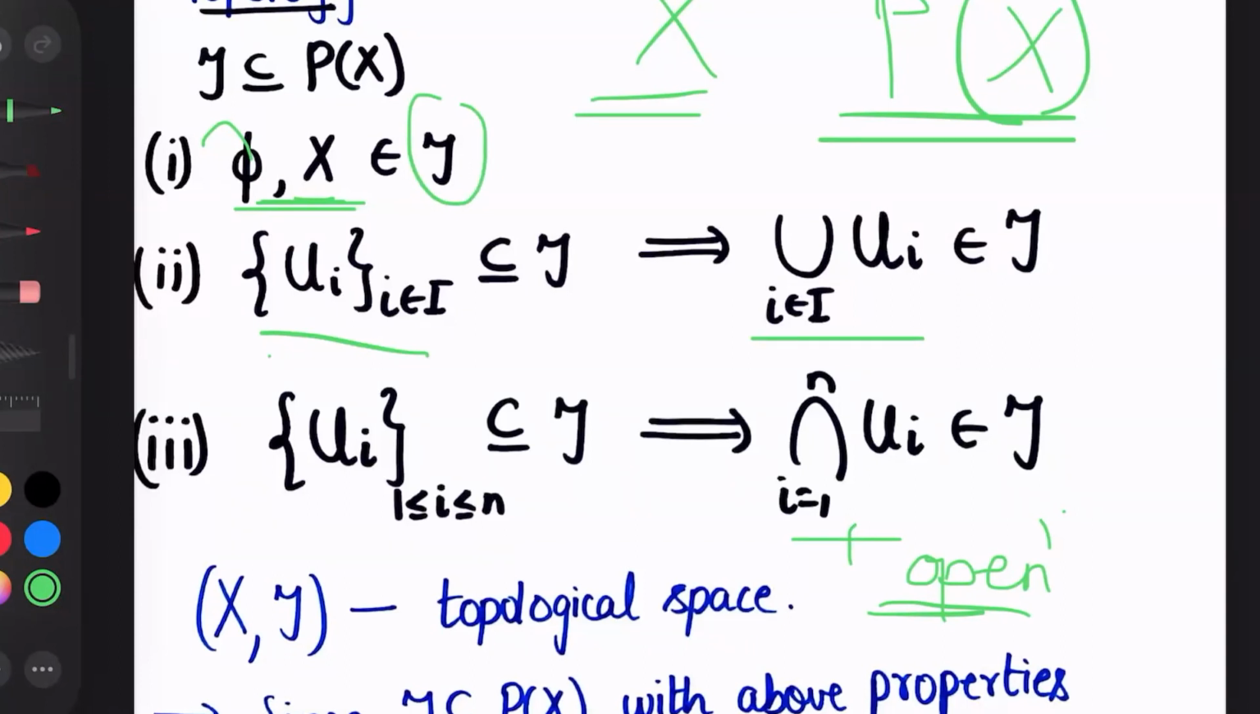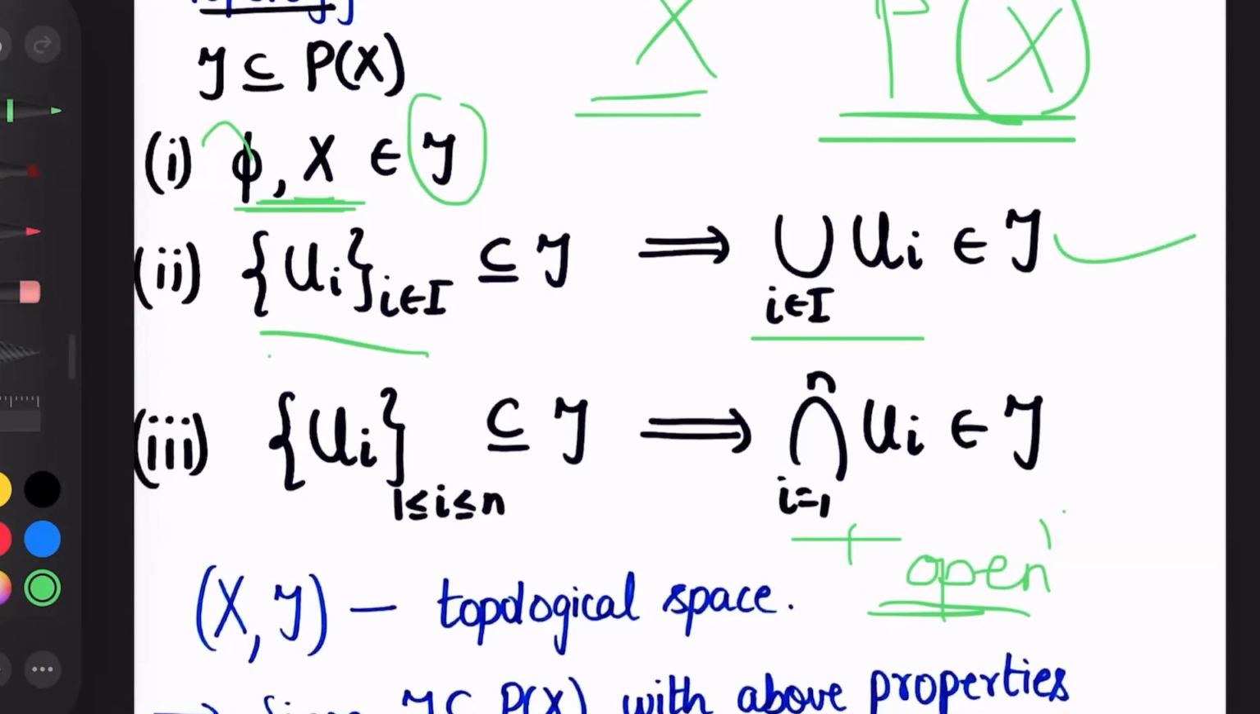Well, next question: is collecting only these two members enough? If I collect only the empty set and the whole space X, is that enough to give a topology? Well, yes, right? Because if you consider the union of any elements here, there are only two elements, so the union of phi with X is X, and X belongs to the collection. So the second property is satisfied.